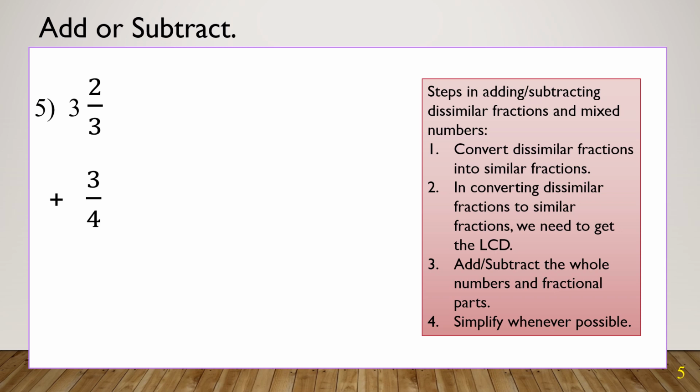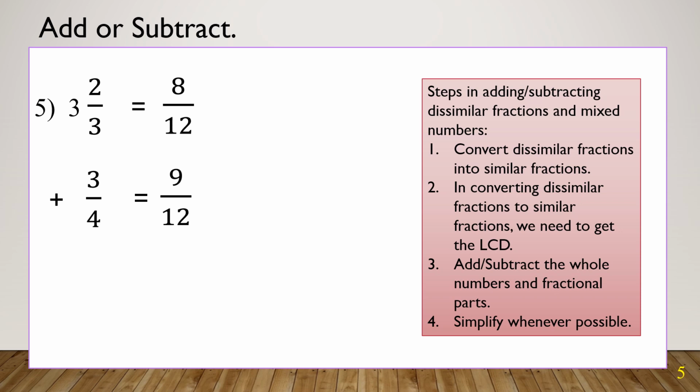So, kailangan nating convert ang dissimilar fraction sa similar fraction. So, kailangan hanapin natin ang LCD. Dito natin magagamit yung pinag-aralan natin tungkol sa paghanap ng LCM or least common multiple. So, ano ang LCM ng 3 and 4? Yes, 12. So, paano naging equivalent fraction niya ay 8 over 12. Saka yung 3/4 naging naman siyang 9 over 12.